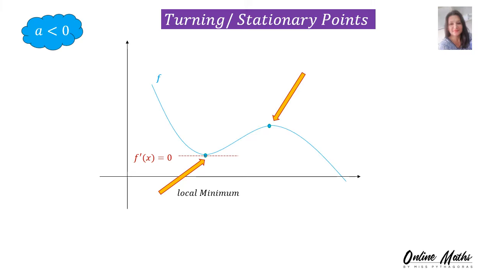The other stationary point or turning point is that point. The gradient of the tangent is exactly 0 there. Therefore, we will find the derivative equal to 0 when we work out the stationary points. And that point is called the local maximum.